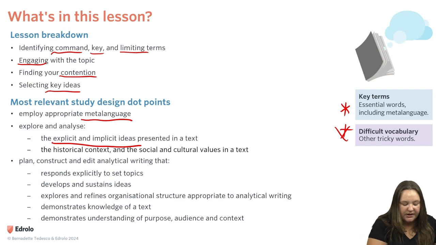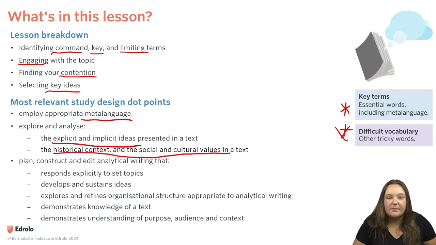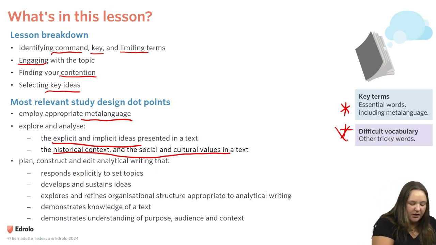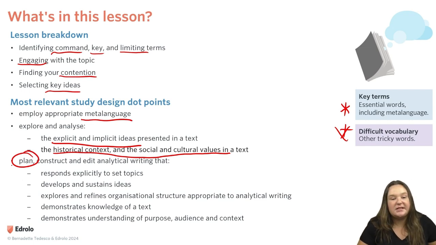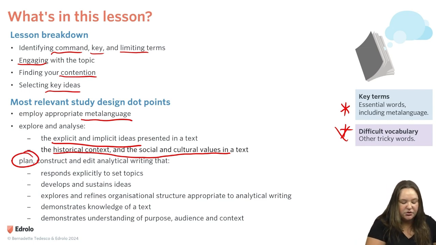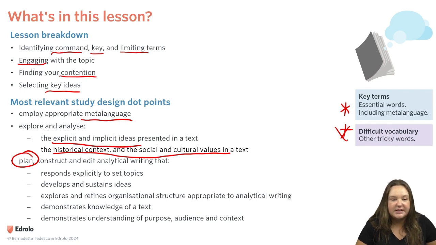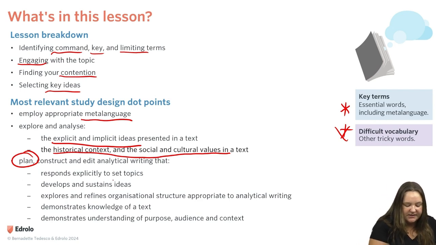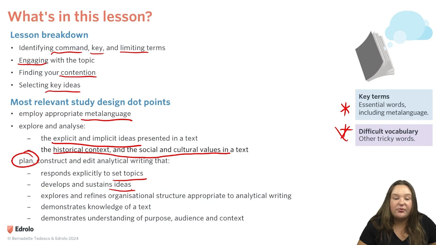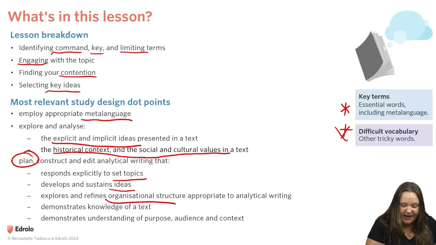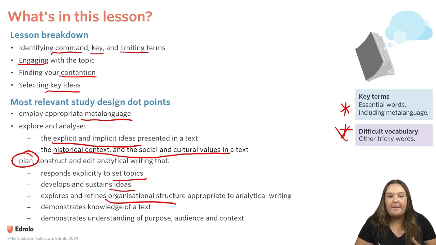And I'll also be covering historical context and the social and cultural values in the text, because this is something that you need to also think about when you're planning for your essay. One of the other key design dot points I'll be helping you with is how to plan, construct, and edit an analytical writing text in a way that responds explicitly to a set topic, helps you develop and sustain ideas, explore and refine organisational structure, so planning your structure so that it meets the expectations of an analytical essay.